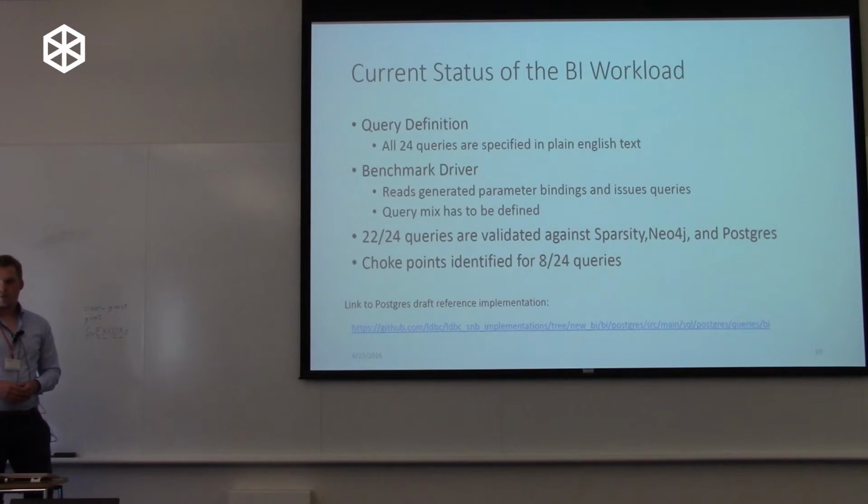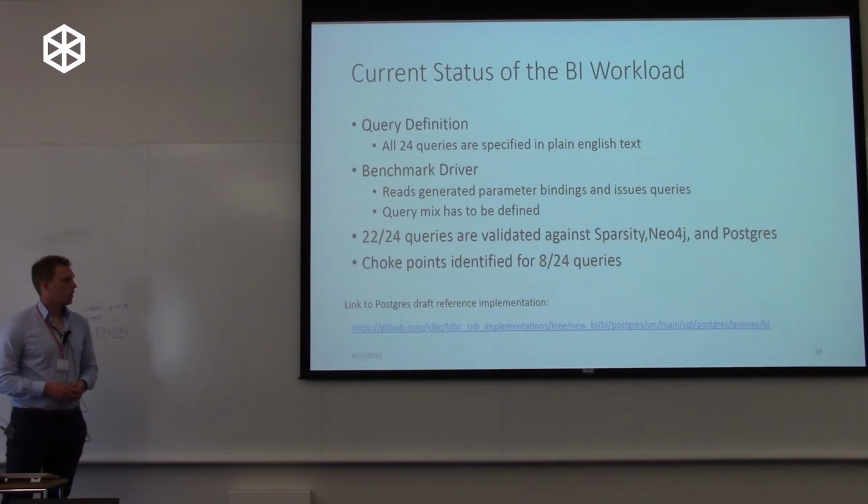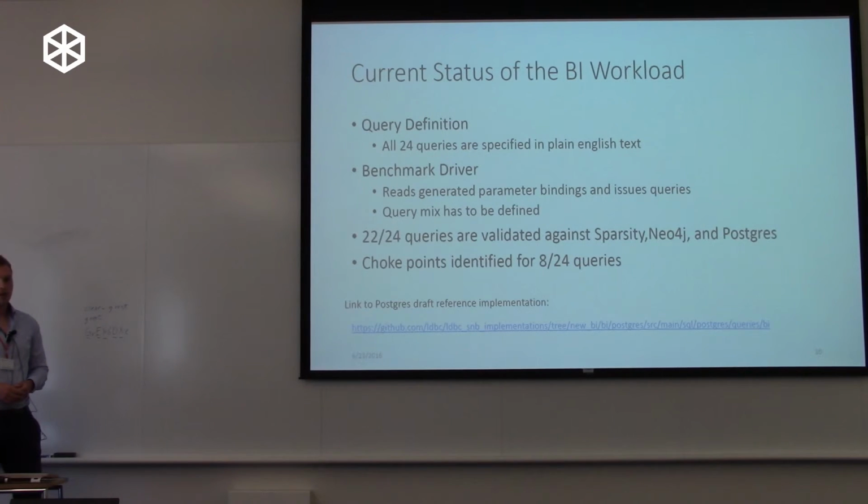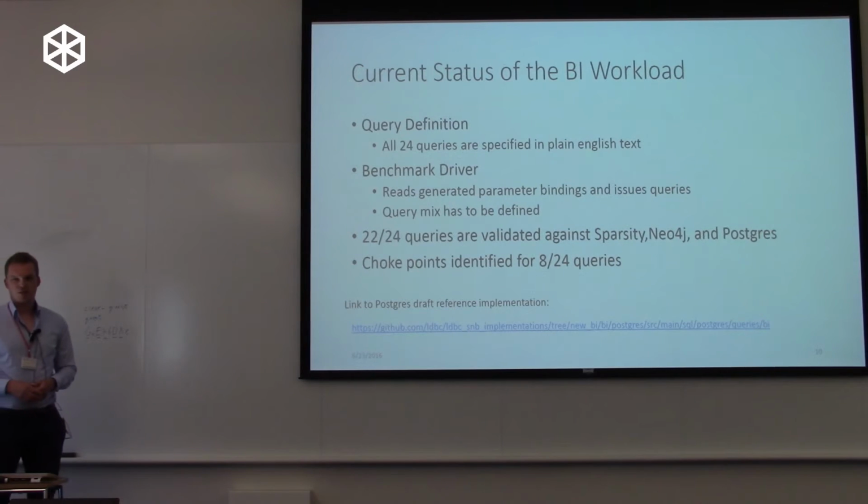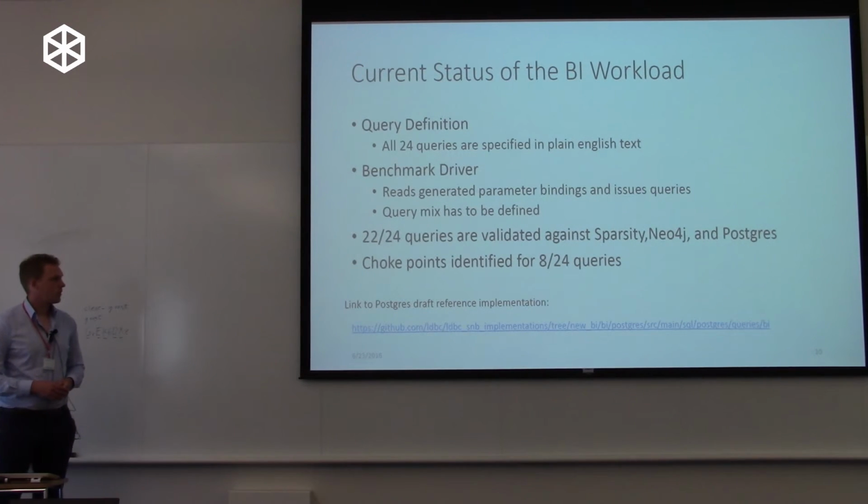So what we already have for the interactive workload is that we specify the fractions of the specific queries, how often they occur in the final workload in the benchmark. So this is something that we have to tackle. For the validation phase, we currently have 3 different implementations from Sparksee, Neo4j, and Postgres. And there we have successfully validated 22 out of 24 queries. For the remaining 2, we are still in discussions about the semantics.